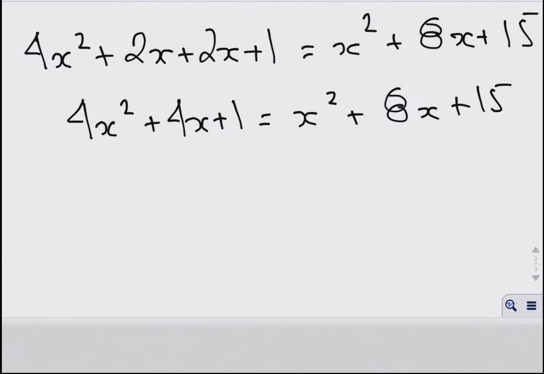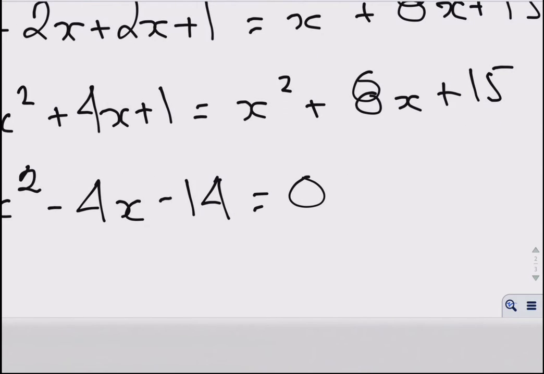And now I'm going to bring everything over to my left-hand side. So the x squared and the 4x, well, when the x squared comes over, it becomes negative, and I subtract that from 4, which gives me 3x squared. The 4 and the 8, well, when I bring the 8 over, I'll get negative 4x, because it becomes negative, and then the 1 and the 15 give me negative 14.